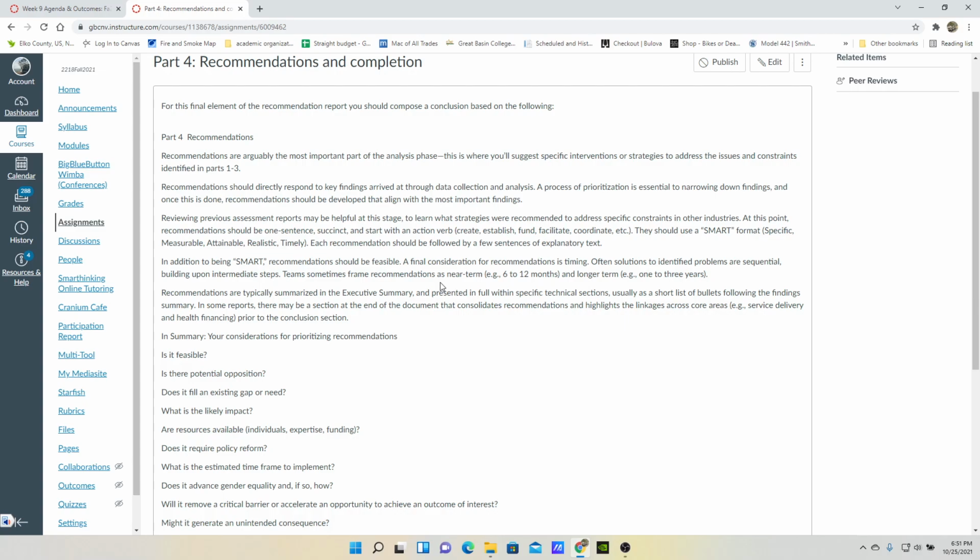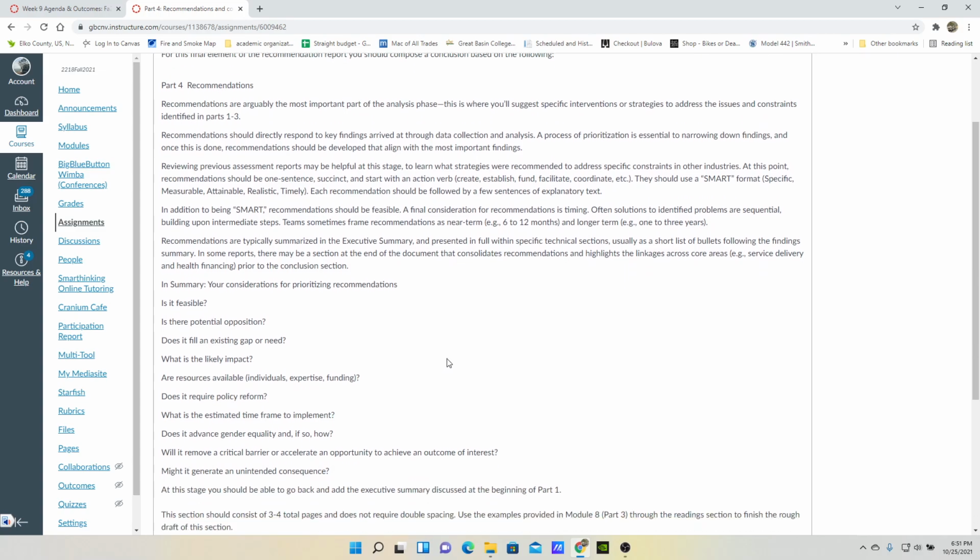In a bigger sense, recommendation reports can be structured a little differently. They can have technical sections that break up even those 4 sections a little bit more. But usually they have short lists of bullet points followed by finding summarization. In some reports, there may be a section at the end of the document that consolidates recommendations and highlights the linkages across core areas, service delivery, health financing, etc., prior to the conclusion section.